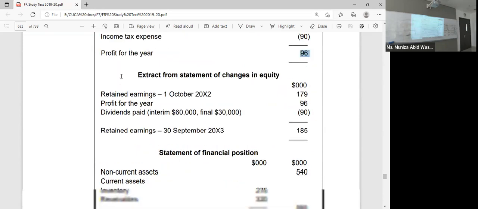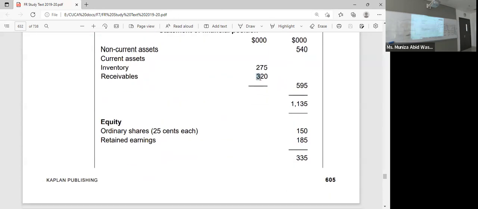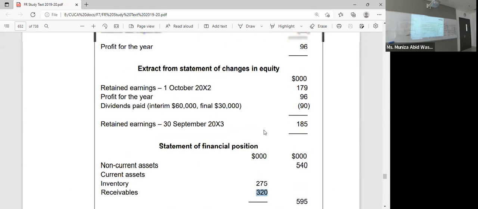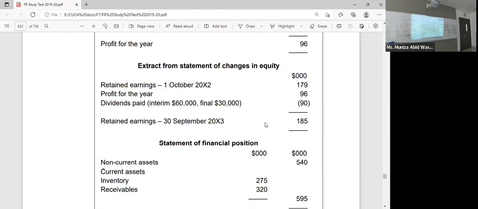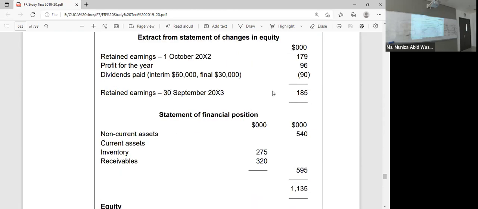On the other hand, let's see the position of the receivables. Receivables are 320,000. 320,000 is a big amount in comparison to the sales revenue of the organization. Out of 2,425,000, 320,000 of sales have been on credit. That is why the organization has receivables of 320,000, which could mean that the organization is not able to recover its debts from the receivables. That is why the organization's current assets are increasing daily.